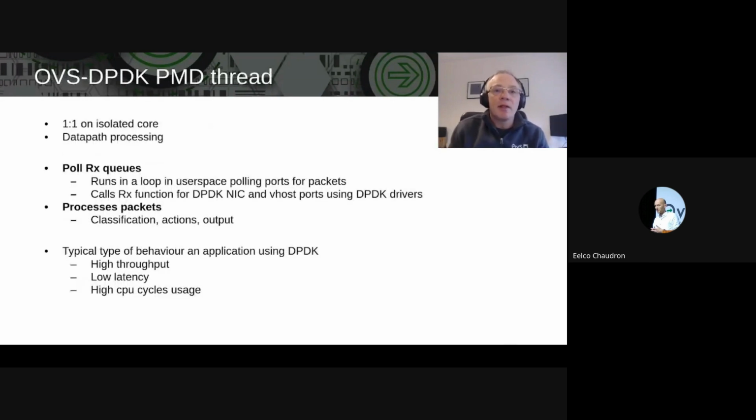Right, so an OVS DPDK PMD thread usually runs one-to-one isolated on a core, so nothing else is running there. It does the data path processing, and the main thing it does is poll the RX queues. It runs in a loop in user space and polls all the DPDK NIC ports and the vhost ports for packets. And if it finds some packets there, it processes those packets. So it does things like classification, whatever actions need to be done, and then usually it ends up outputting those packets to a port.